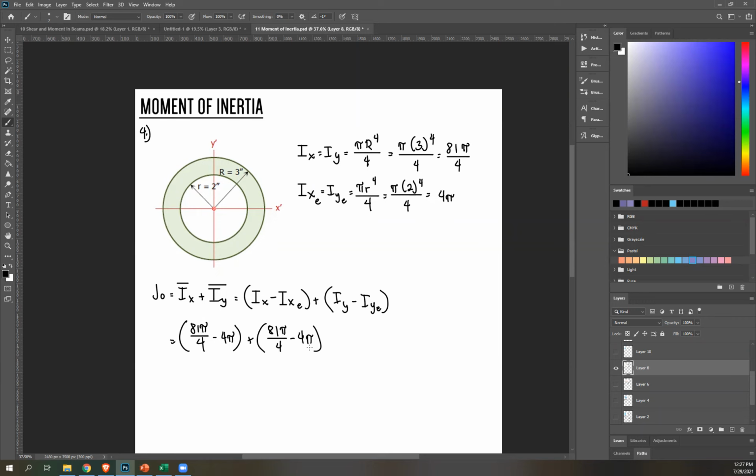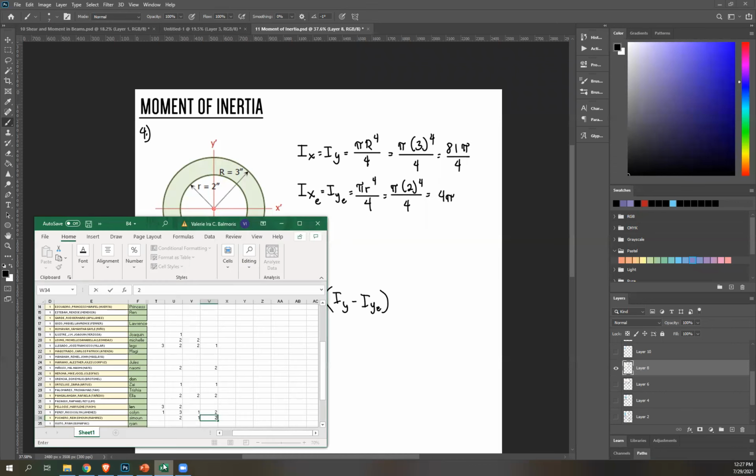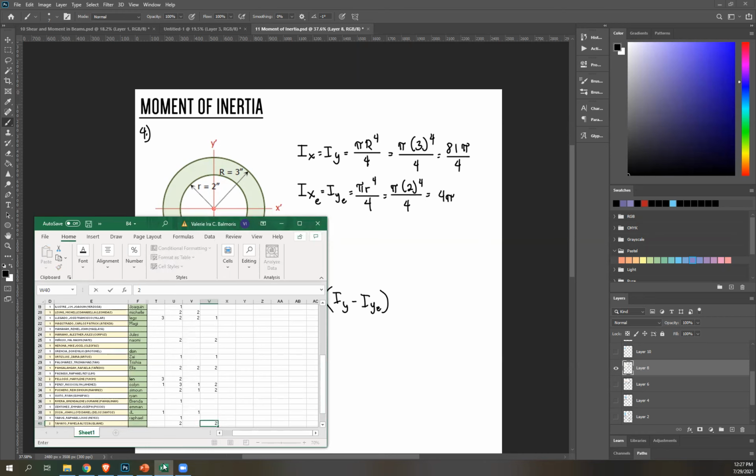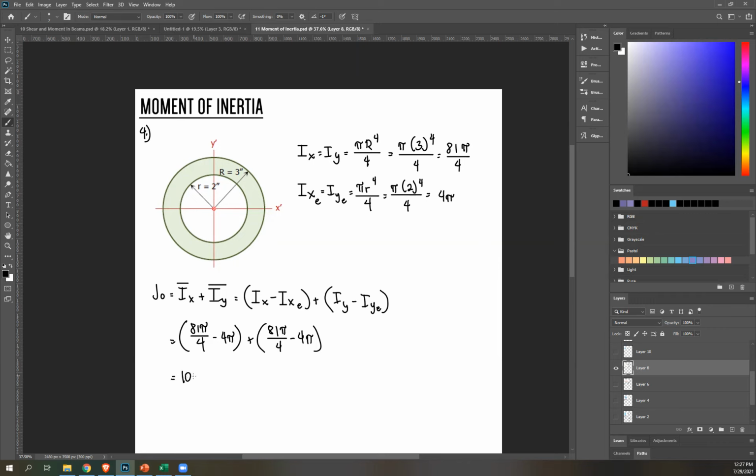Okay. Again, final answers should be in decimal. So correct, Alyssa and Colin. Nicholas correct. Bueno. Okay. So 102.10. And then our unit again is inch raised to 4.